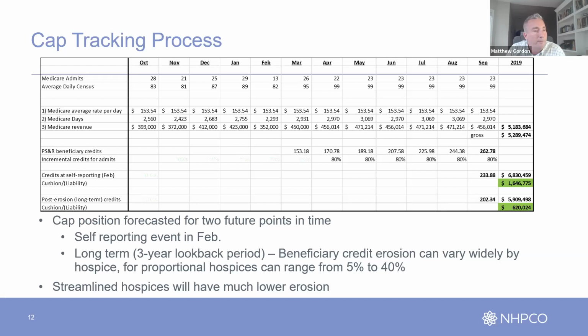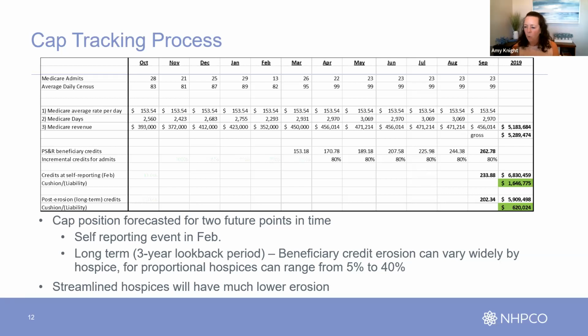Proportional hospices, I've seen anywhere from 5% to 40% erosion from the year-end high point to where it goes after 3 years. So a big range there. It depends on the length of stay. It depends on if your admissions are backloaded toward the end of the cap year, heavily into August and September. Obviously, you're going to have a lot more erosion of your credits because those patients are going to bleed over more and more. Streamlined hospices, the erosion is very small. The erosion would only occur if you live discharge a patient and they go on service with another hospice. So typically 5% or less for streamlined hospices, if that's you.